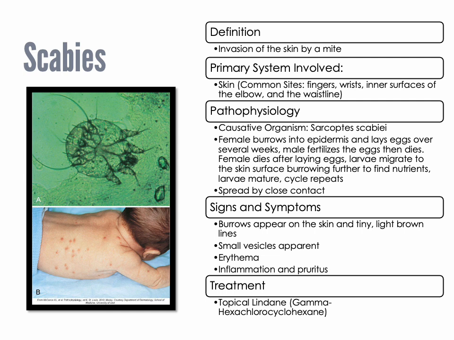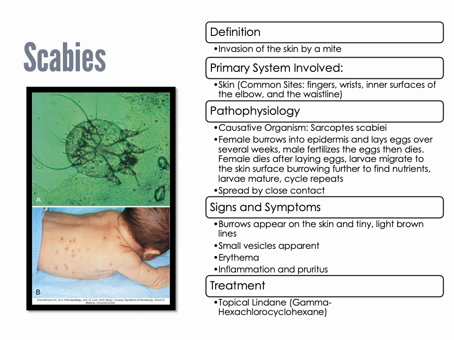You do have burrows that you see on the skin, and most times they are light brown lines and they go into a certain direction. That's how you know that there's an organism burrowing into the skin. Common sites of infection would be the wrists, the fingers, elbows, and even the waistline. Causative organism would be the mite called Sarcoptes scabiei.